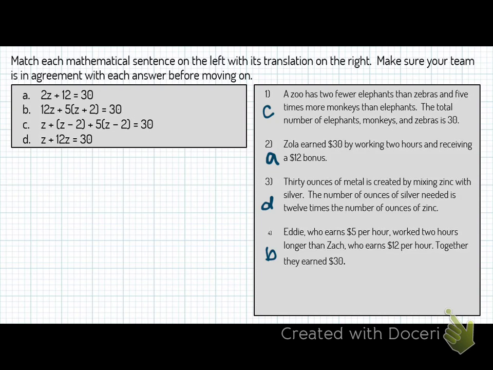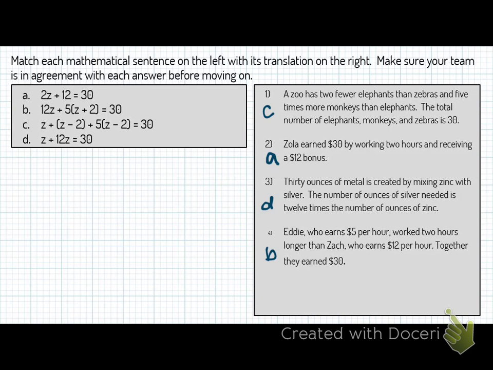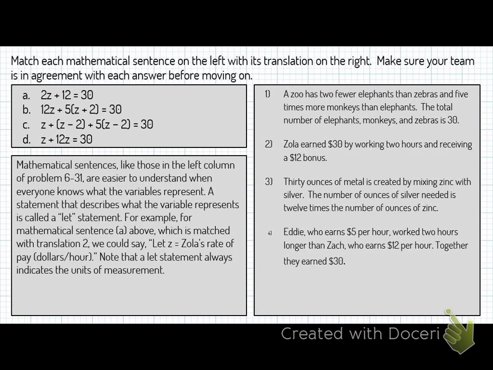So the next thing then that I'd like you to think about, if we know that the answers are C, A, D, B, let's read this section on the bottom left. I'll read it out loud, you follow. Mathematical sentences like those in the left column of problem 631 are easier to understand when everyone knows what the variables represent. A statement that describes what the variable represents is called a let statement. So we need to know let statements in math, okay? You have to be able to do that. That's why I was having you talk about the let statements in your groups.